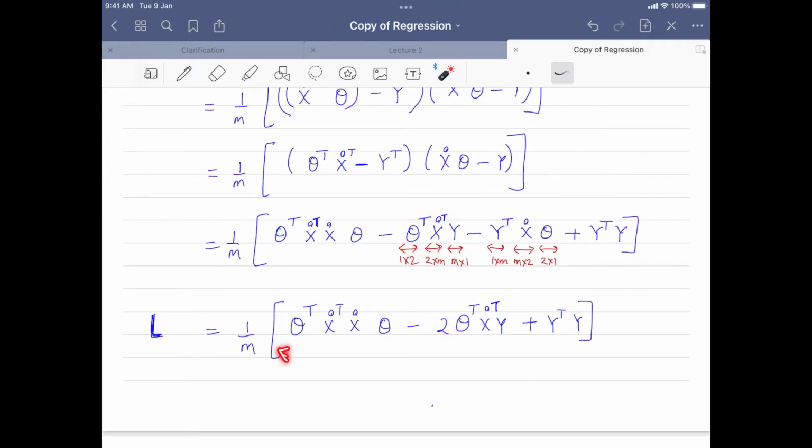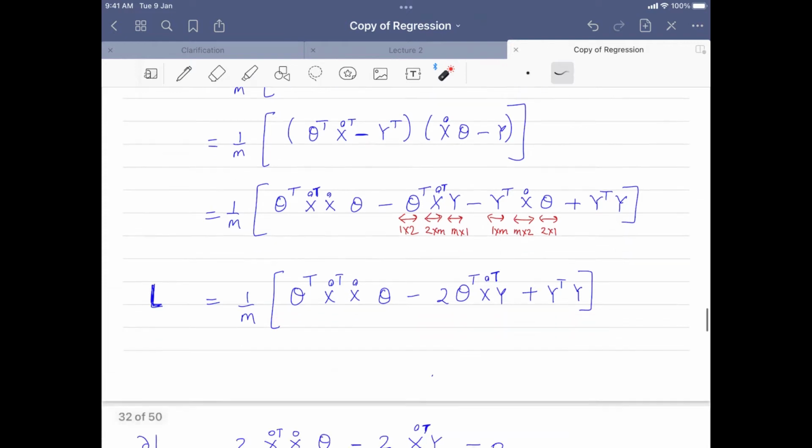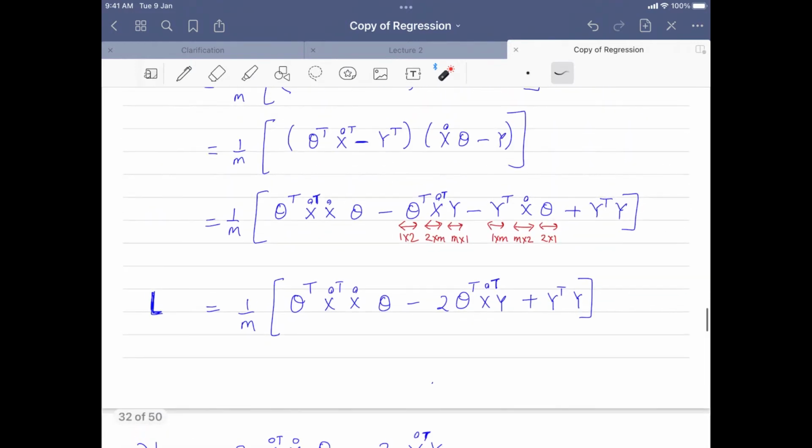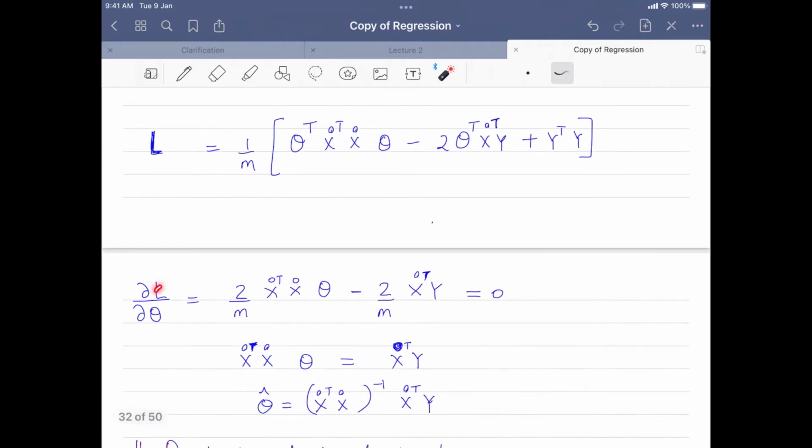So now we have this expression which is given over here. Then what we will do is we will try to calculate the derivative of the loss with respect to theta, because that is the main thing, because it will be used in our gradient descent. So that's why we will calculate the derivative of the loss with respect to theta here. If you take the derivative of these matrices, then you will get this.